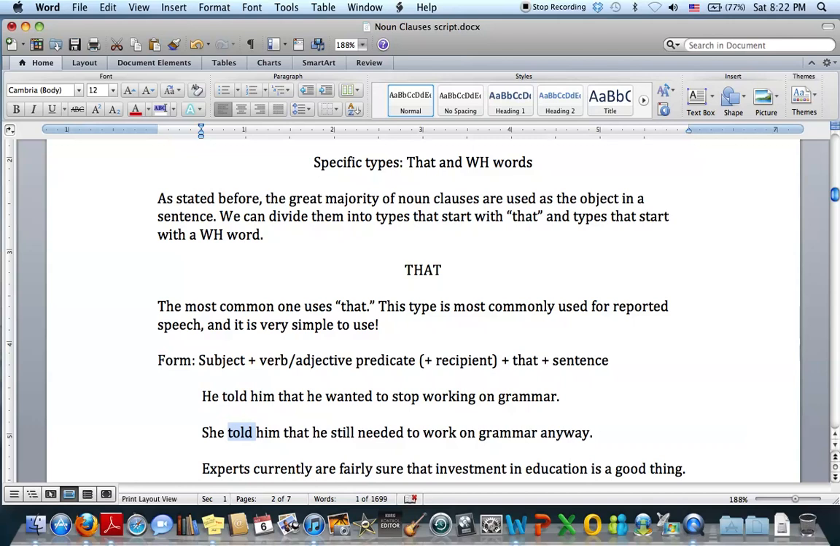And when we have tell, we need a recipient, right? Now, I said she told him. Well, let's change that. I could get rid of the recipient by saying she said. And there we go. She said that he still needed to work on grammar anyway. Same deal. We've got subject, verb, and here is our that, and here's our sentence right after it. Boom.